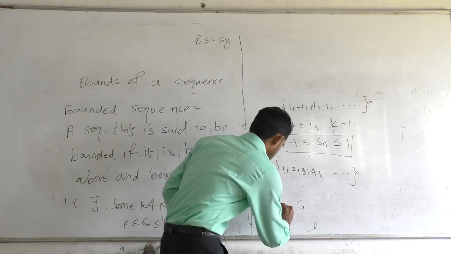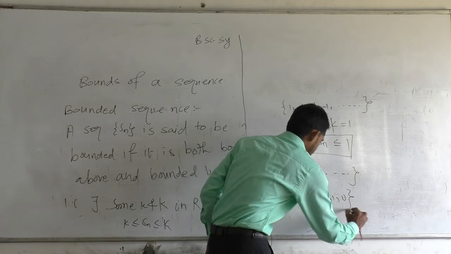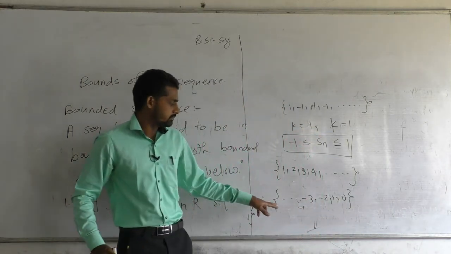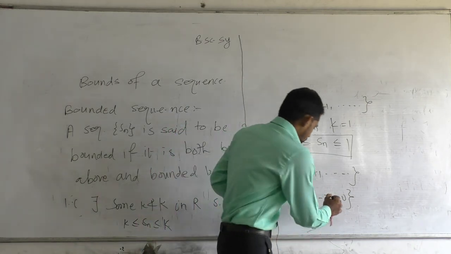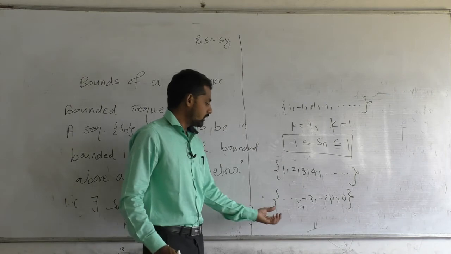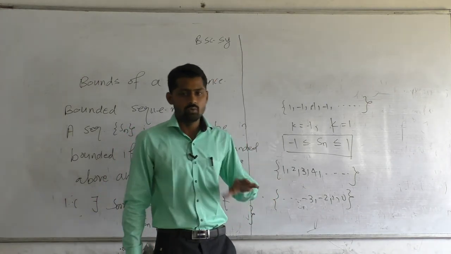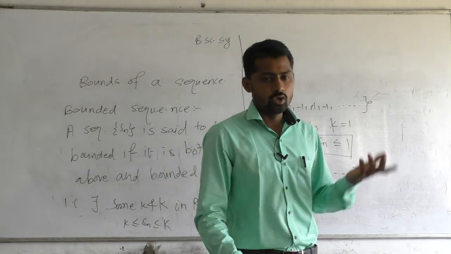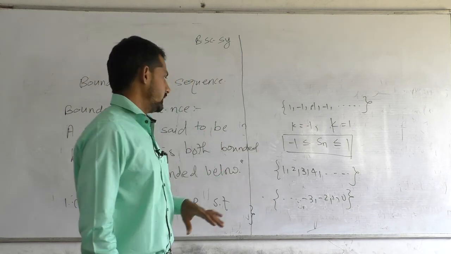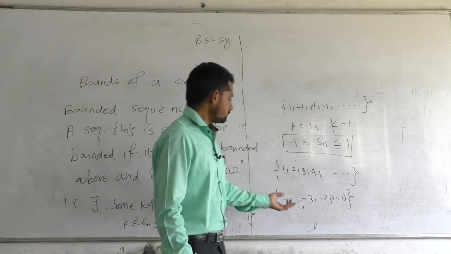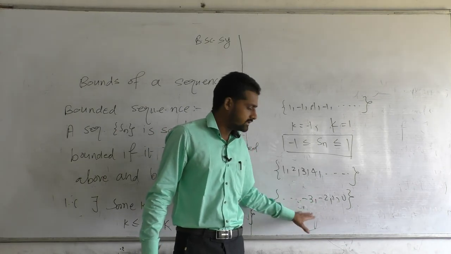Now, consider the sequence dot dot dot, minus 3, minus 2, minus 1, 0. Now, this sequence is bounded above and the upper bound of the sequence is 0, but the lower bound of the sequence does not exist. Hence, a sequence may be bounded above, may be bounded below, may not be bounded above, may not be bounded below, may be bounded, may be unbounded. So, the lower bound does not exist, the upper bound of the sequence is 0.